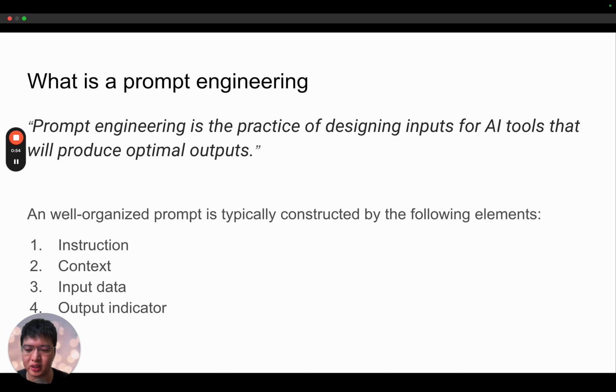Input data, which is the data you're trying to work with or reference. And then the last one will be the output indicator, which is trying to design a command so that you can have a unified output from the LLM.